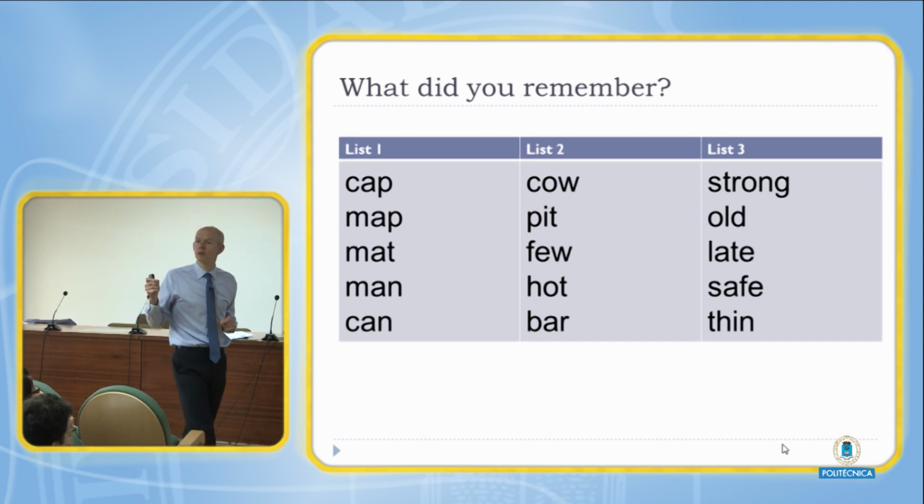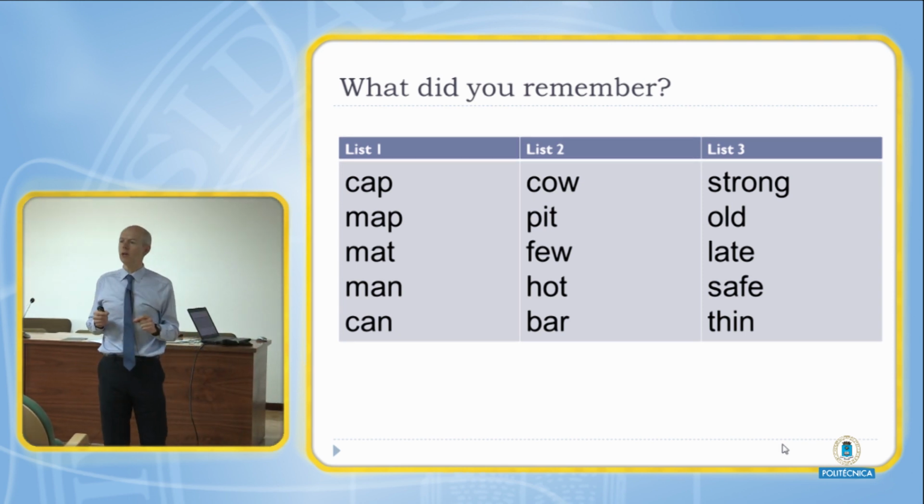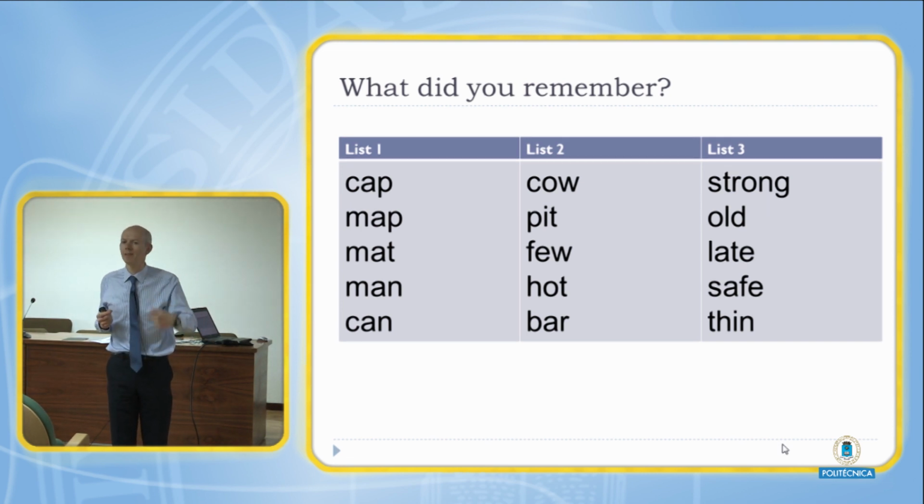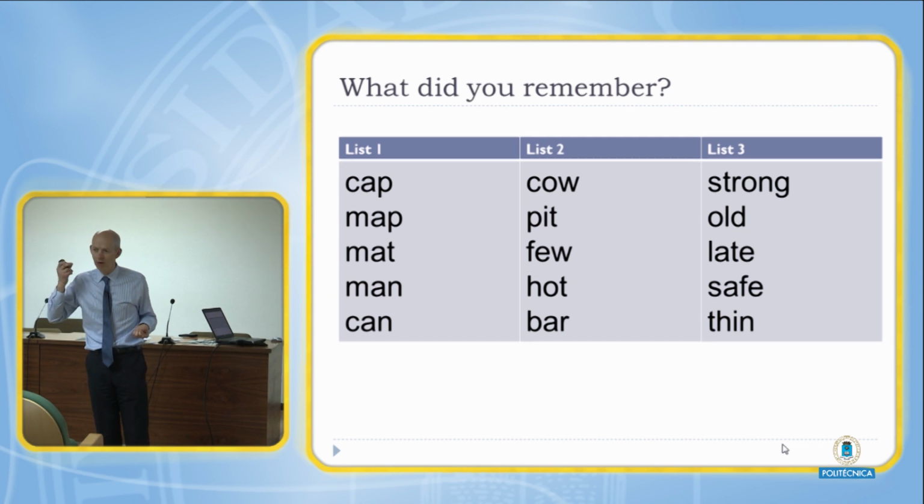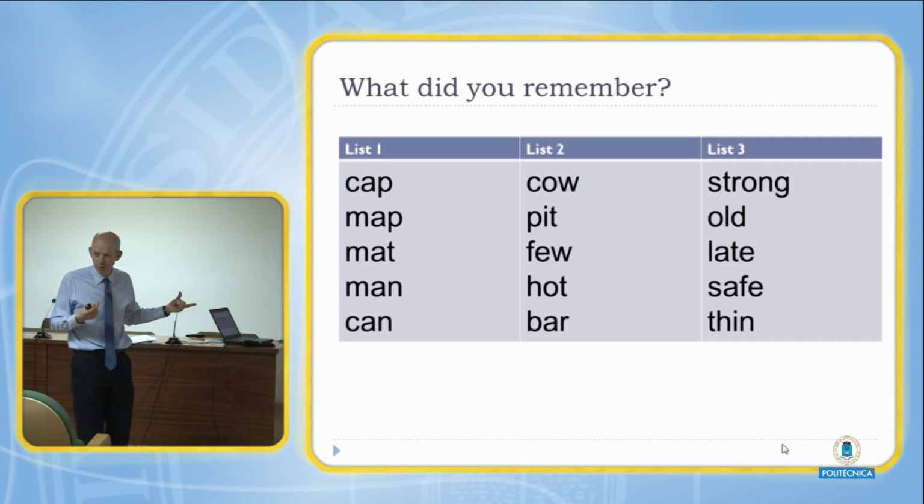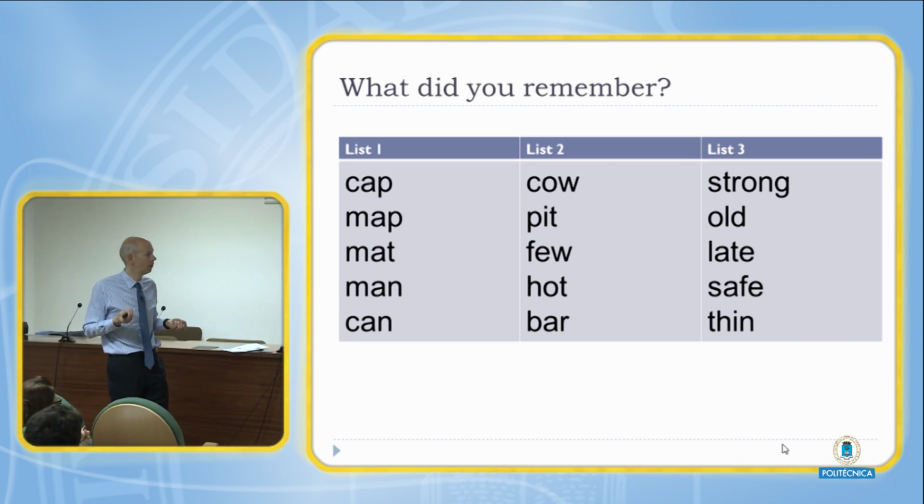One of the reasons I put this is researchers have found that if you are learning a series of vocabulary items which are similar in the way that they are said, so the first list, cap, map, mat, man, etc., which sound very similar, that's more difficult to remember than the second list, which is phonologically more different, yeah? Cow, pit, few, hot, bar, etc., yeah?